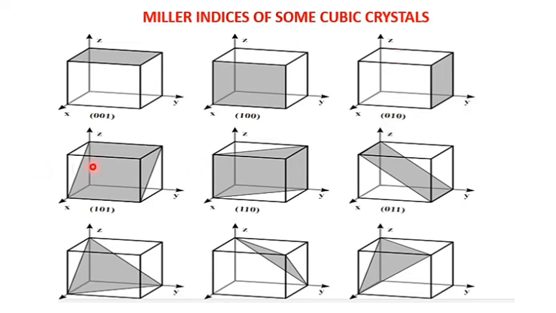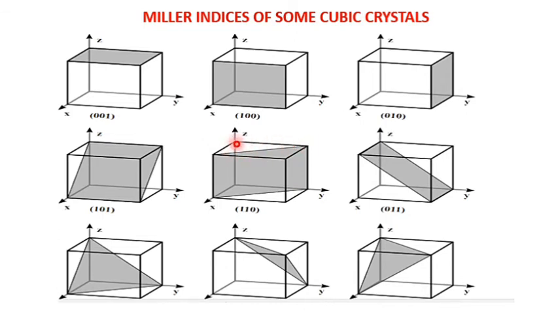Now here you see, the X axis is full, but in the Y axis there is no full intercept, but in the Z axis there is the intercept. So this plane is called the 1, 0, 1 plane. Here in the X axis there is a plane, in the Y axis there is a full plane, but in the Z axis there is no plane intercept.